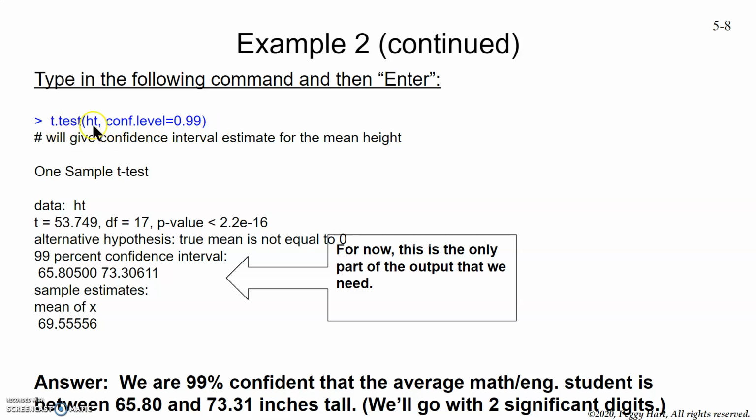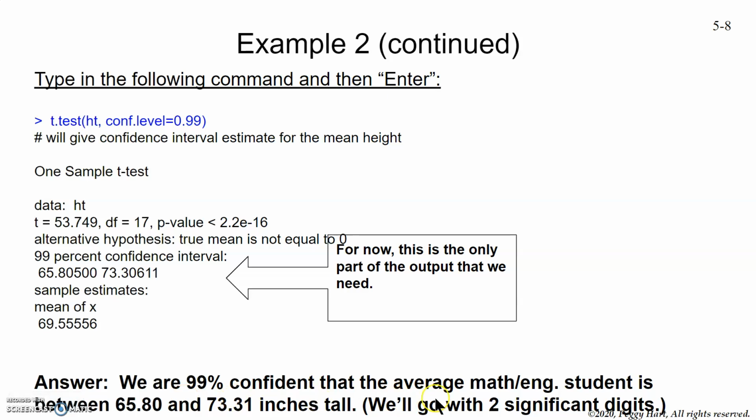Okay, so I did t-test, ht, comma, conf level 99.99, and all of this comes up after you return, right? There's a lot of stuff that comes up. We'll be using a lot of it, but not yet. For now, the only part we're using is this part that says confidence interval. That does the addition and subtraction. We just need to interpret it.